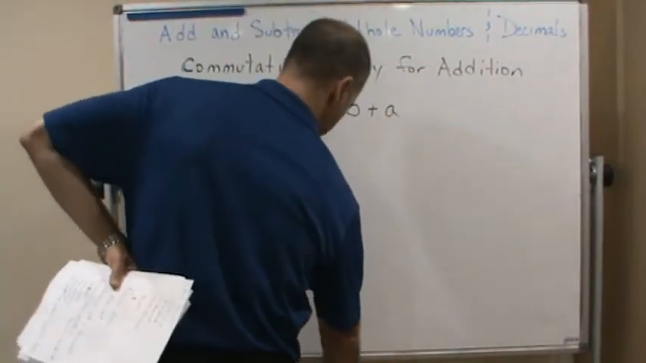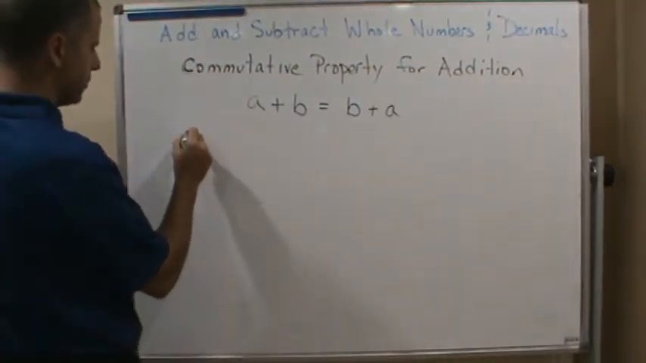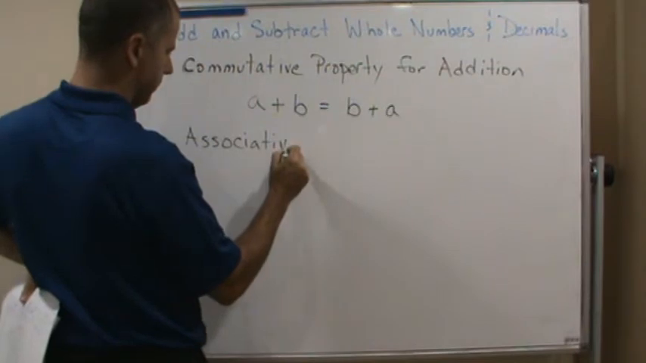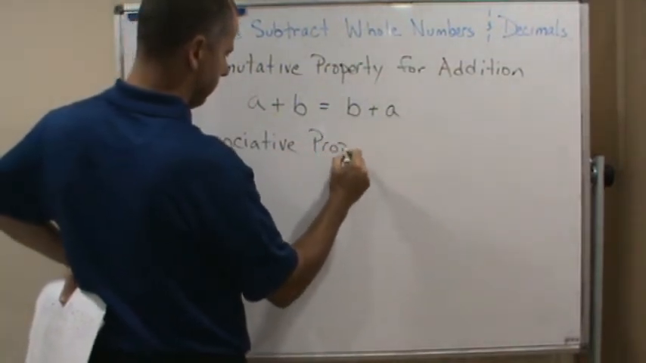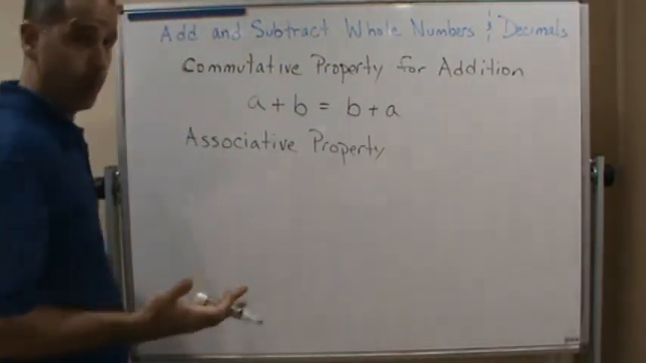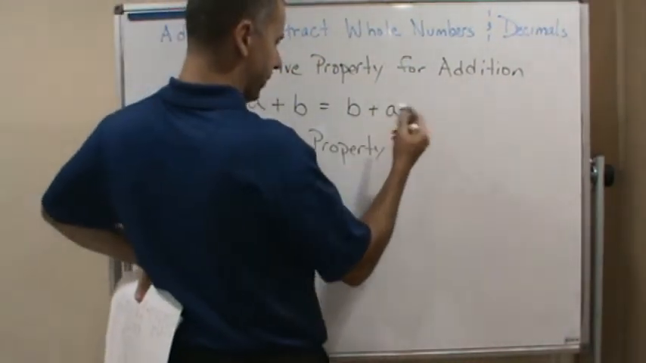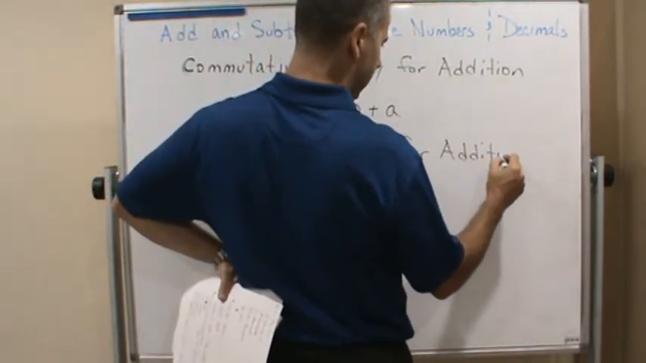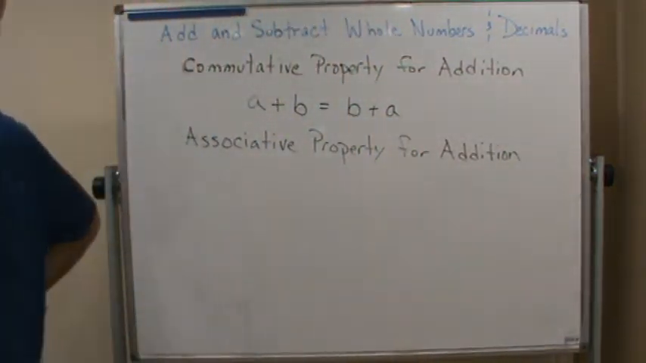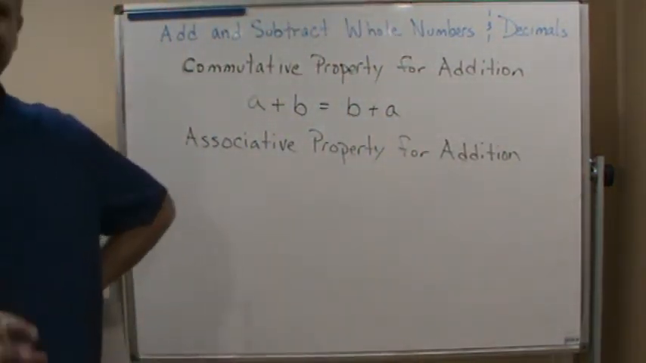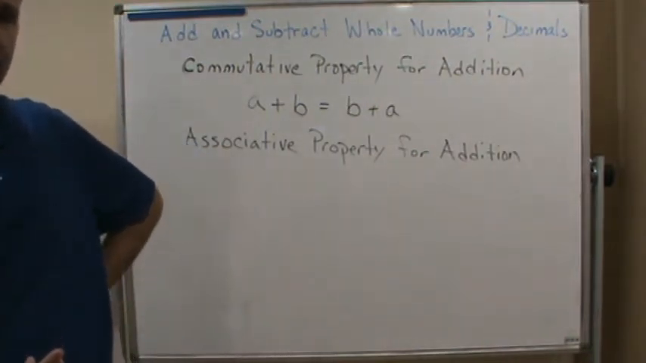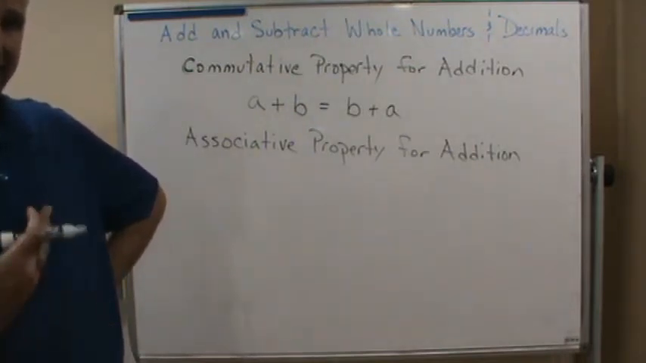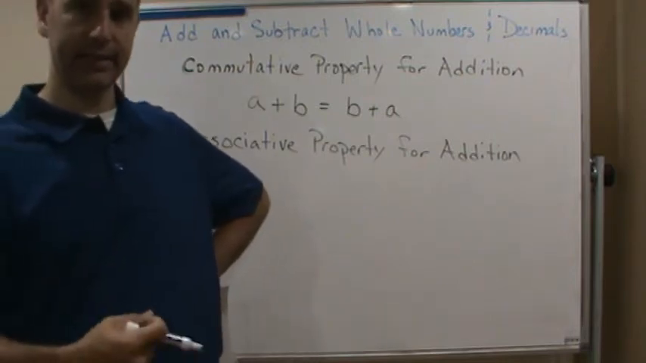Another property is what we call the associative property for addition. Again, there's one for multiplication, so we want to make sure we know which property we are talking about. This is the associative property for addition. Associative means that it doesn't matter how I group the numbers when I add them. I'm always going to get the same answer.